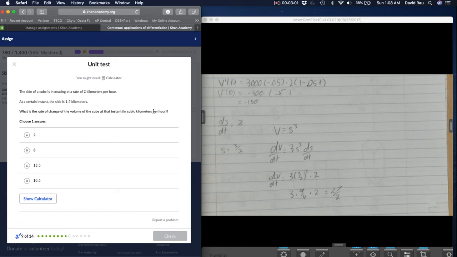If this were the AP exam or free response question, just make sure that you put the units in there. That's always, always, always going to be a big point on the exam.